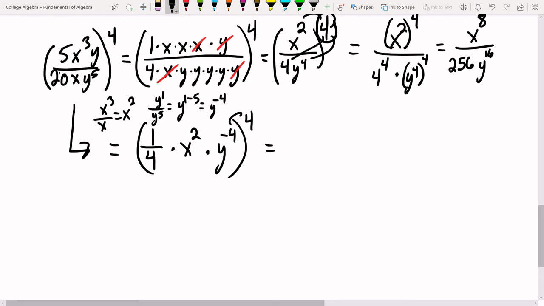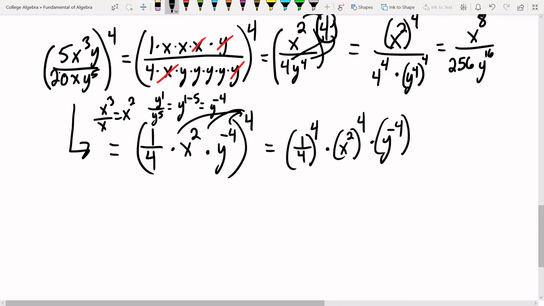Now we can distribute this into all the numbers here. Again, we have 1/4 to the 4th power, not multiplying by 4. X squared to the 4th power, and y to the negative 4 to the 4th power. Now we have 1/4 times 1/4 times 1/4 times 1/4. That's going to be 256. X squared to the 4th power is x to the 8th power. And y to the negative 4 to the 4 is going to be y to the negative 16.